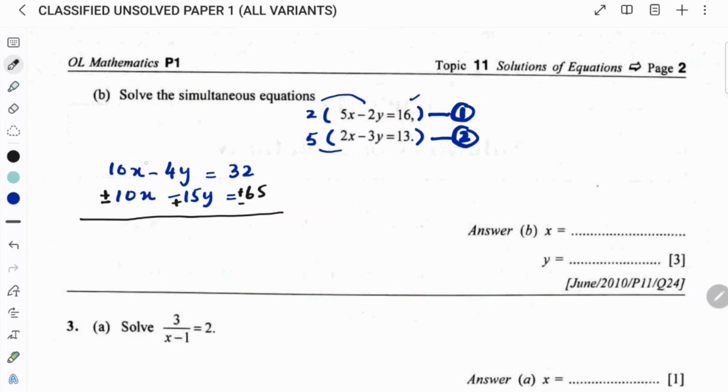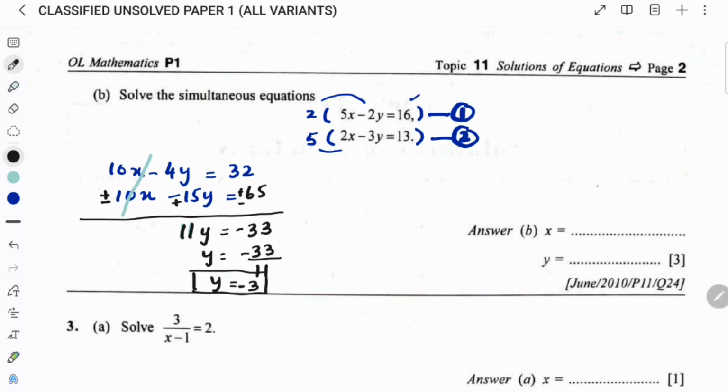So 10x minus 10x equals 0, and minus 4y plus 15y becomes positive 11y, and then 32 minus 65 equals 33, but 33 will be with the minus sign because 65 is the greater digit and we have changed the 65 sign to minus. So if 11y equals minus 33, then y equals minus 33 over 11, which is minus 3. That is your first answer after eliminating x.